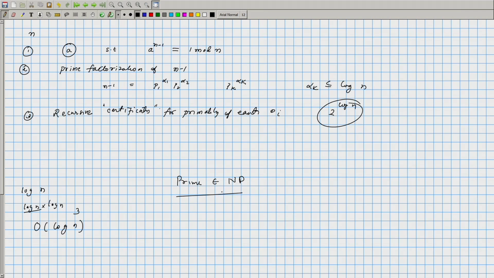We will stop here and we will continue on primality testing in the coming classes.